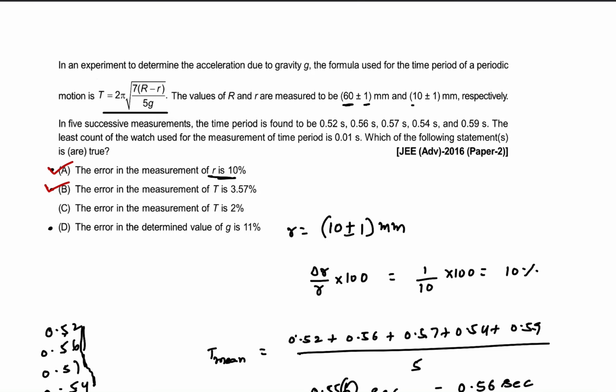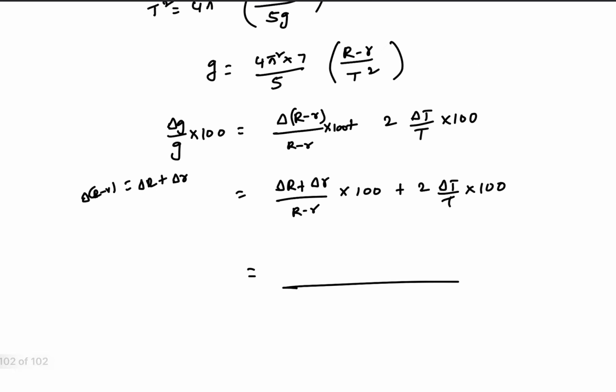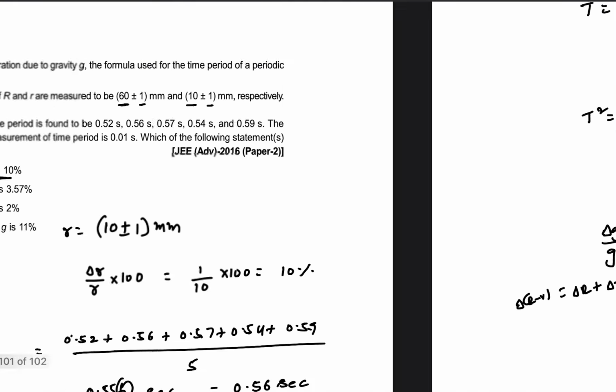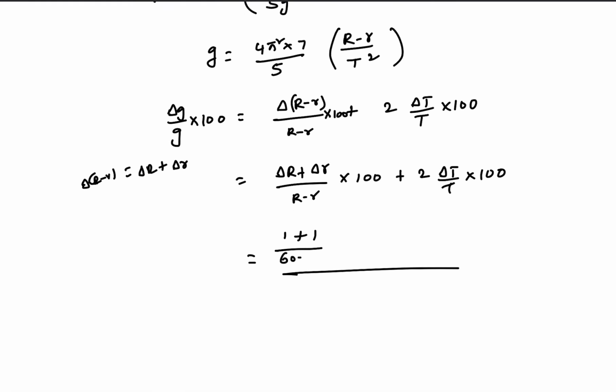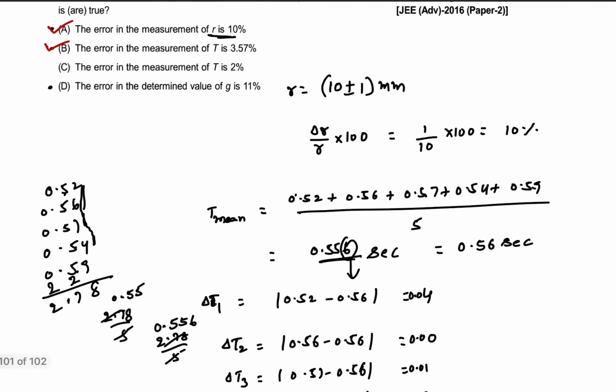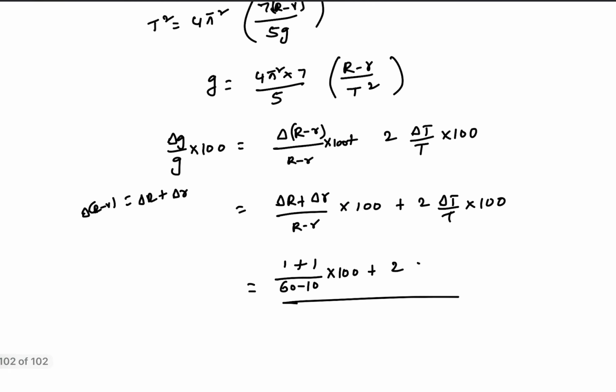I hope the values are already given. I calculated the values also. Capital R value is 60, the error in capital R is 1. Small r is equal to 10, the error in this value is 1. You substitute there. Delta R is 1 plus 1 divided by (R minus r), 60 minus 10, into 100 plus 2 into delta T by T into 100. We have calculated the value is 3.57.